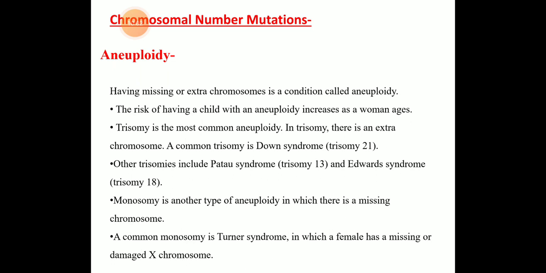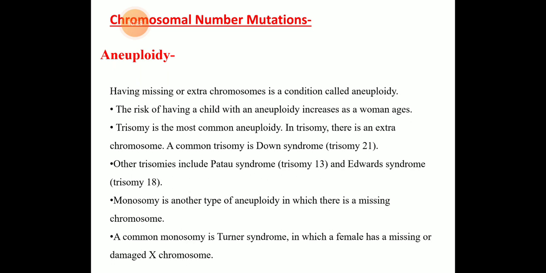In first, generally this chromosomal number mutation is divided into two types, aneuploidy and polyploidy. Having a missing or extra chromosome is a condition called aneuploidy. The risk of having a child with an aneuploidy increases as a woman ages. Trisomy is the most common aneuploidy. In trisomy there is an extra chromosome.